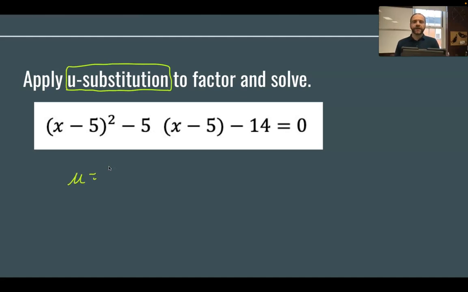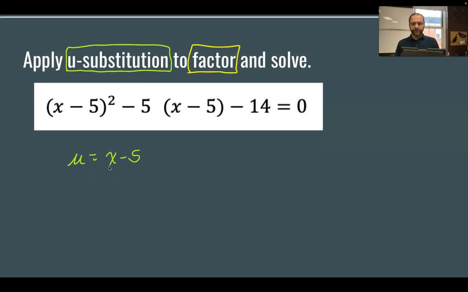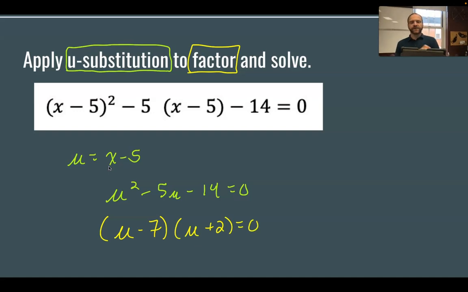Well, I'm going to say u equals x minus 5. All right, let's take care of the next part of the directions: to factor. Let's set it up. I have u squared minus 5u minus 14 equals 0. Let's factor. So let's do yellow for that one. (u minus 7)(u plus 2) equals 0. Let's finish off our directions and solve. Look at that. I can read the directions and know exactly what I'm supposed to do. So if I solve, I get u equals 7, and I get u equals negative 2.